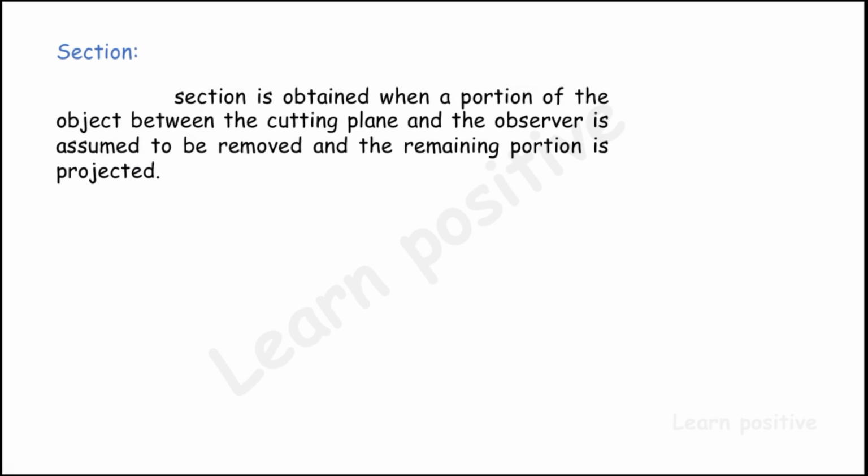And what is a section, or what is cutting? A section is obtained when the portion of the object between the cutting plane and the observer is assumed to be removed and the remaining portion is projected. For example, we have an object and we are going to section it. We have to imagine how the object is cut, the cut portion is removed, the remaining portion is observed by our imagination, and we have to draw the section.